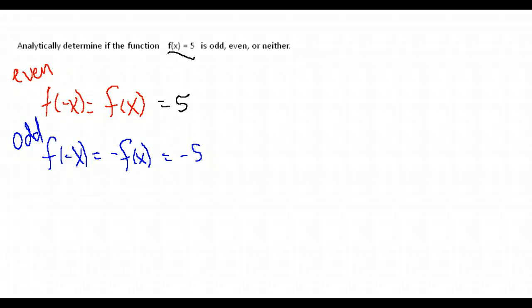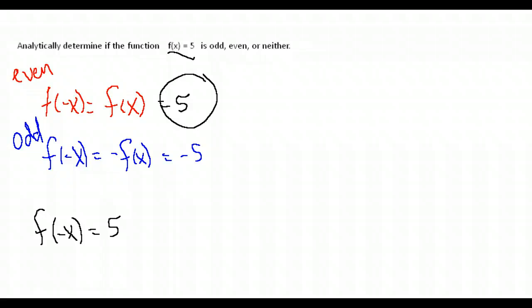Well, let's try this. What if we do f of negative x? We're supposed to replace all of our x's with a negative x, but notice there's no x's. So really, it can't be changed, and this ends up being an even function. Because the function was unchanged, mainly because there was nowhere to put an x, therefore it really couldn't change it.